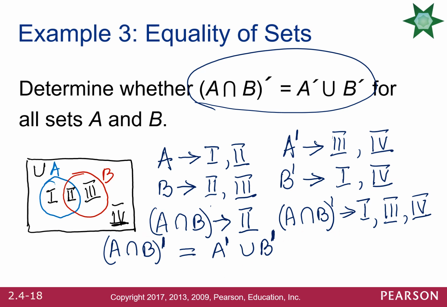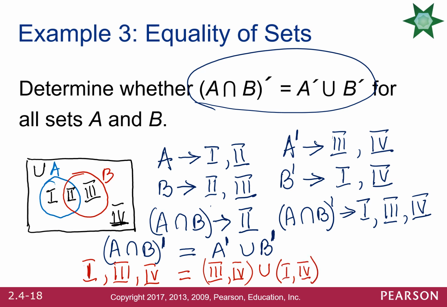So I'm going to just write 1, and let me use a different color perhaps, 1, 3, and 4, correct? Let's list the regions that correspond to A naught. That's 3, 4. So let's write 3, 4. And then union B naught or B complement would be 1, 4. Correct? So we write that out.